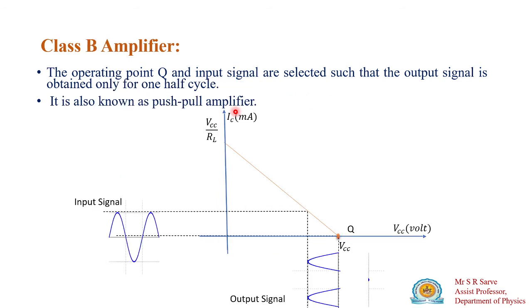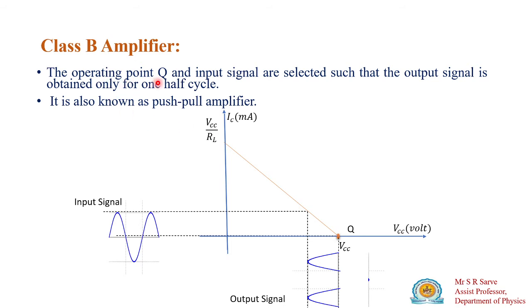The second amplifier is the class B amplifier. What happens in a class B amplifier: if you provide the input signal to the amplifier, it will amplify only the half cycle. Observe here, this input is amplified, and this cycle is not present. Again this cycle is amplified, and the next cycle is not there. That means it amplifies only half of that signal.